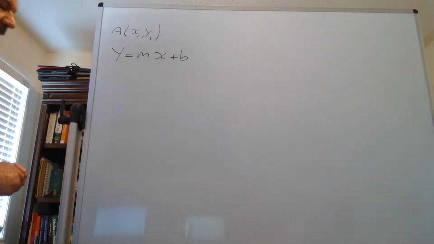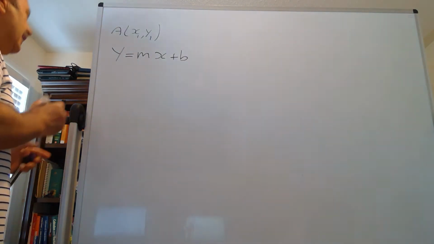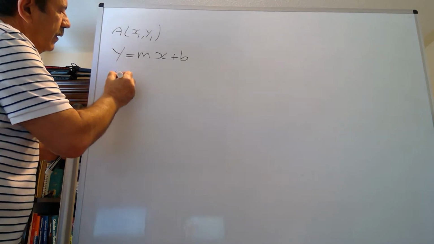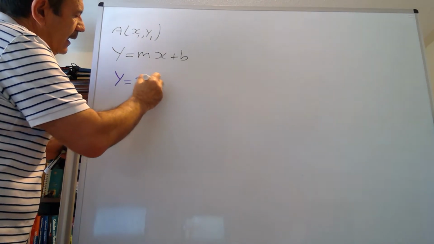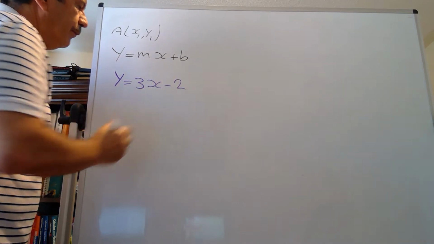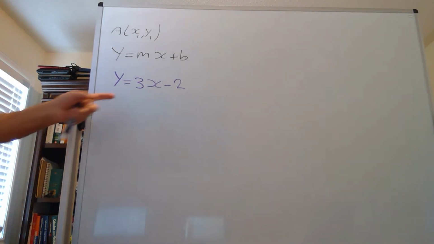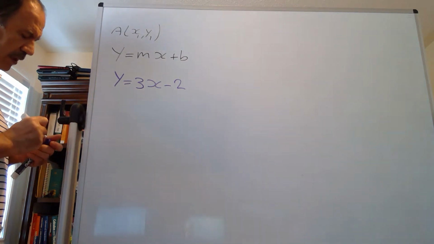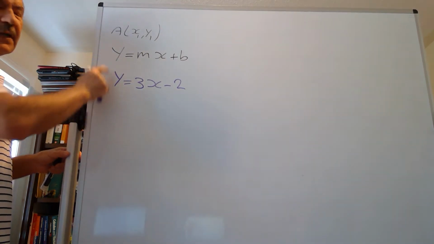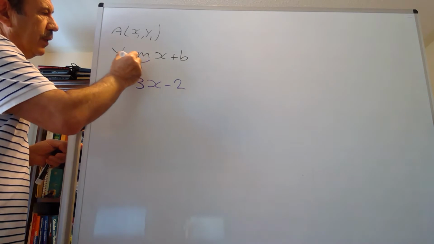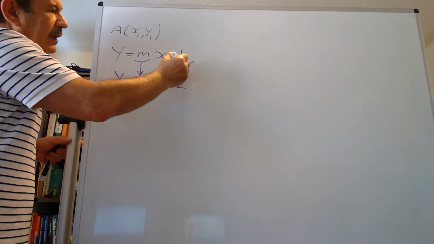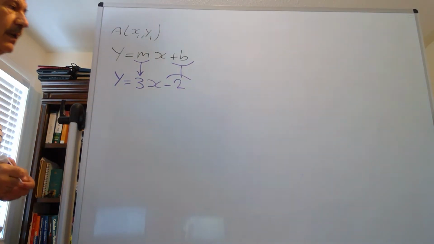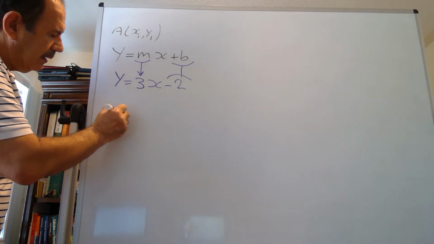Let's say I want to graph this one. y equals 3x minus 2. Okay, what is the slope of this line? The slope of this line is 3. If I compare the bottom equation with the top equation, this is the slope, and this is the y-intercept. Okay, the slope is 3.